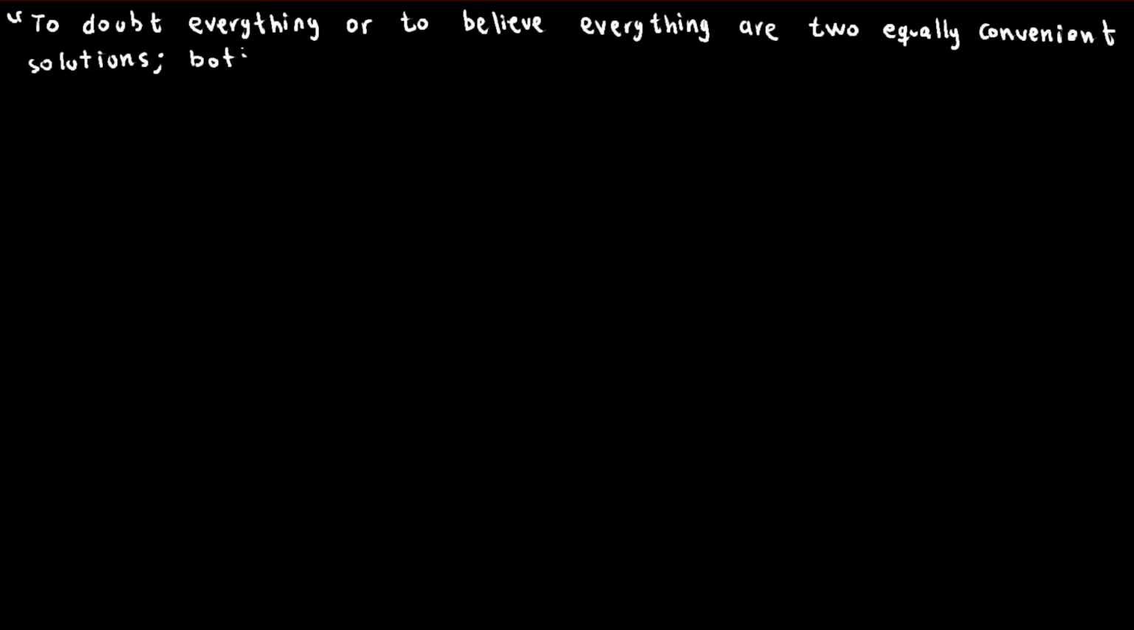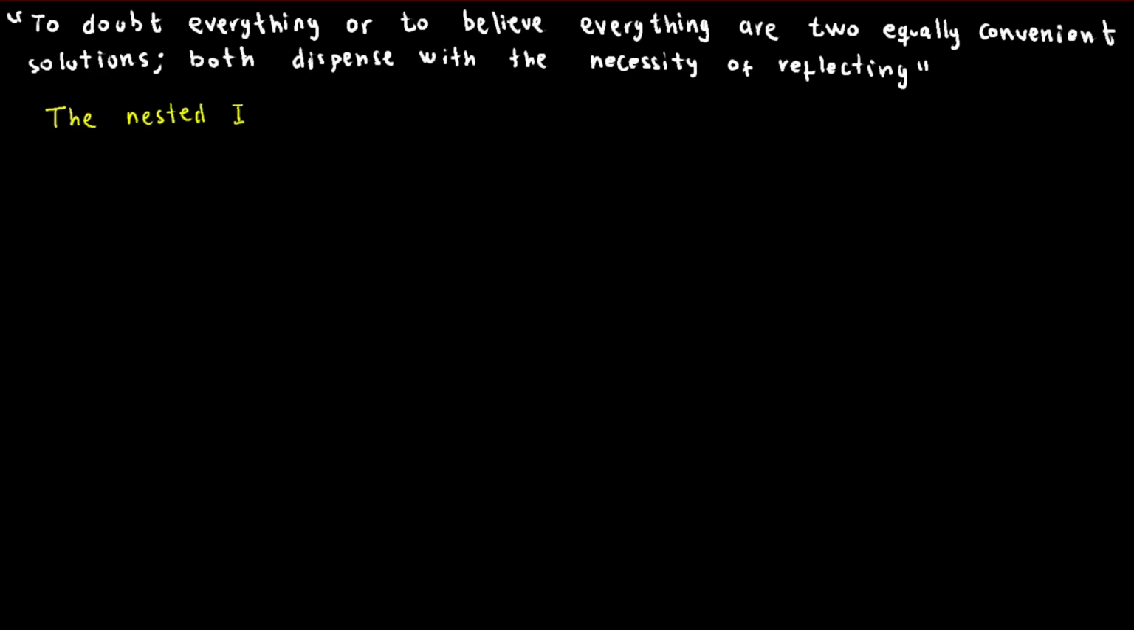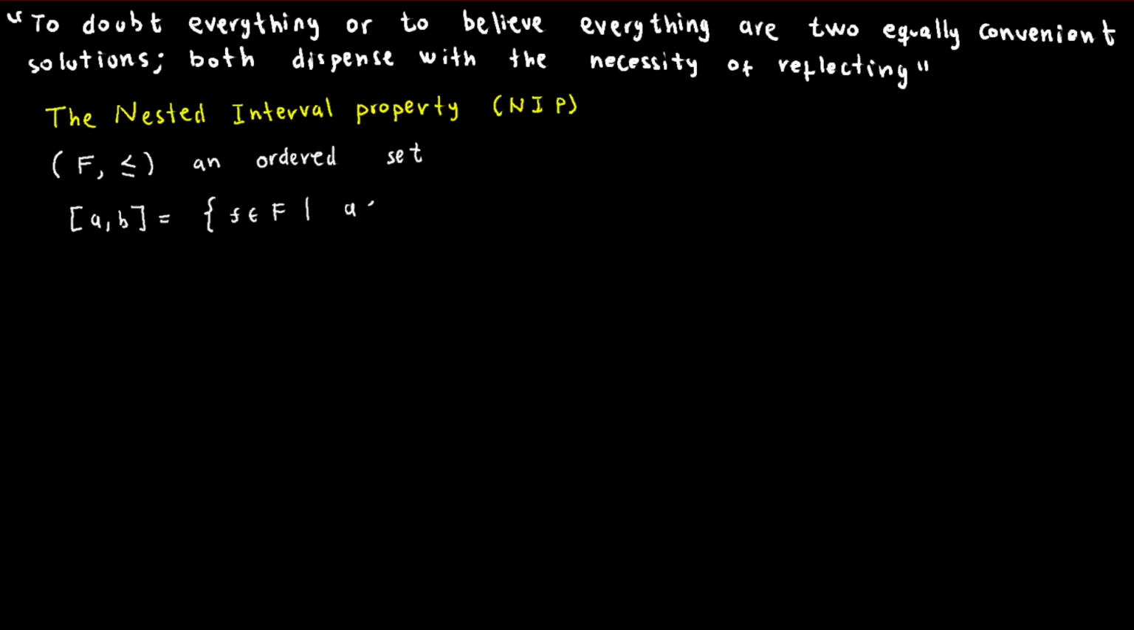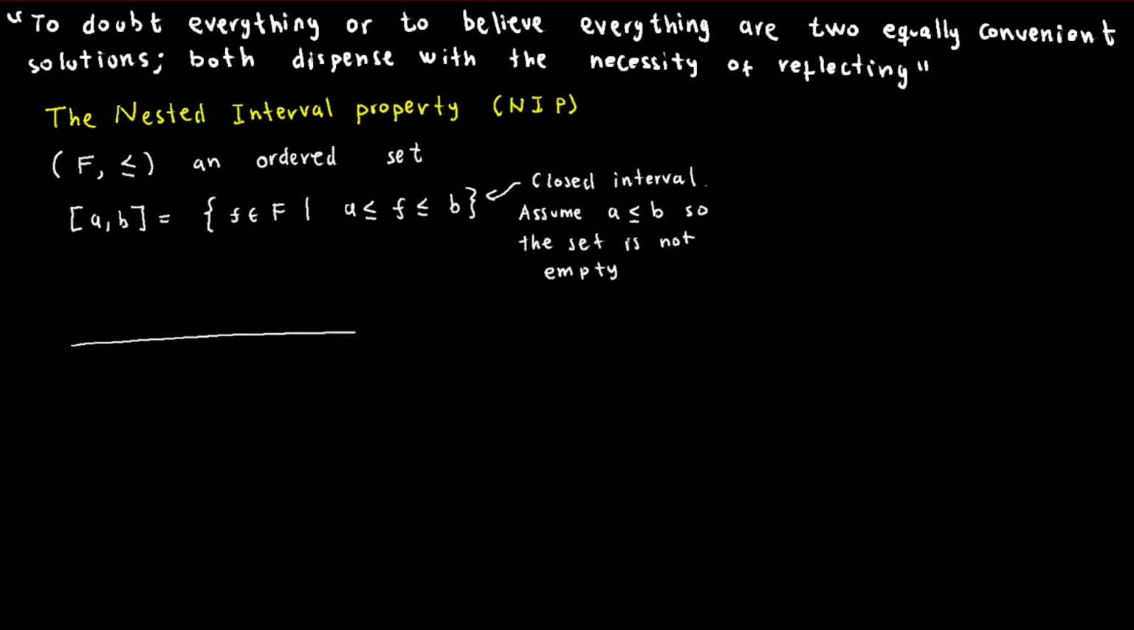Today we are diving into the nested interval property, yet another delightful consequence of the least upper bound property of the real numbers. Picture an ordered set with a collection of bounded, closed intervals. That's a set of points that are greater than or equal to a and smaller than or equal to b.